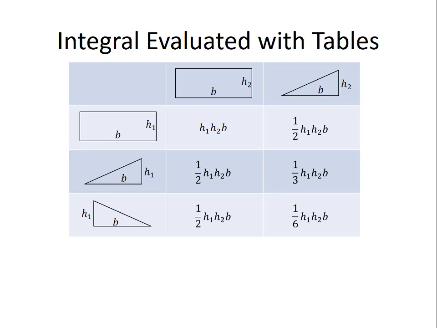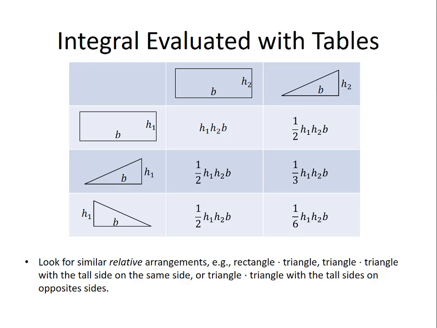A few clarifying items. First, you won't always see exactly these same diagrams. I might see a moment diagram that has the tall side on the right side, but instead of sloping up, it's sloping down. What we need to do is look for similar relative arrangements. So am I multiplying a rectangle times a triangle, a triangle times a triangle with the tall side on the same side, or a triangle times a triangle with the tall side on opposite sides? For instance, the two triangles that are shown with the tall side on the right side are applicable to triangles with the tall side both on the left side, for instance. So we need to look for similar relative arrangements.